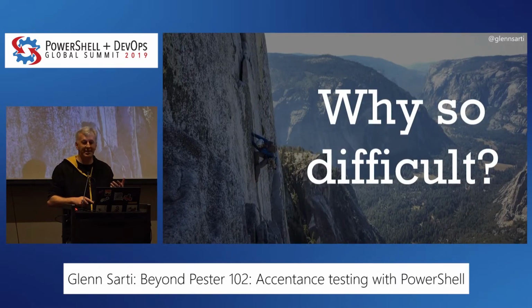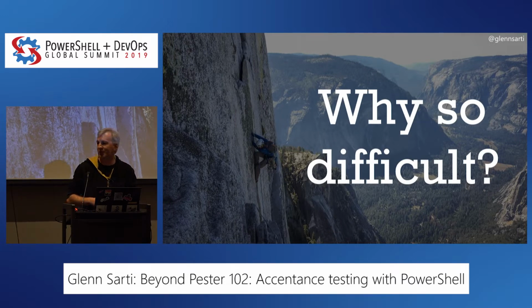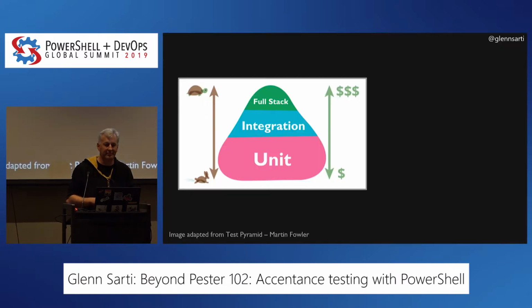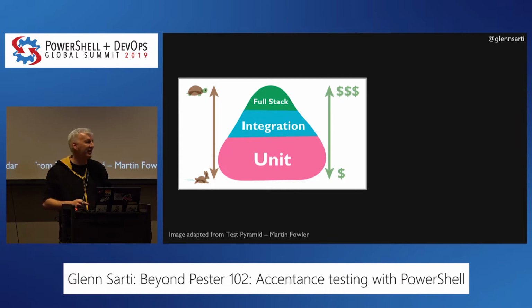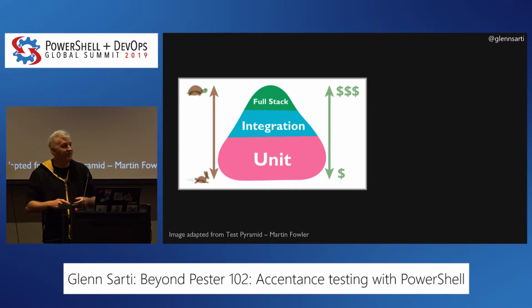So we know why we're testing, but why are acceptance tests so difficult? Why are they such a huge mountain to climb? So if you remember our testing pyramid from earlier, this is an image I adapted from Martin Fowler. The hare and the tortoise on the left show speed, and of course the dollar signs on the right are showing cost.